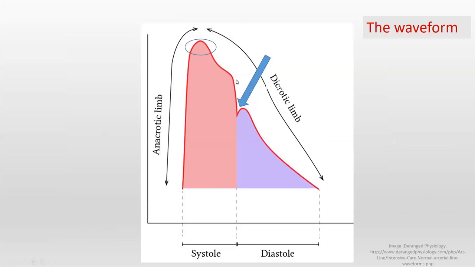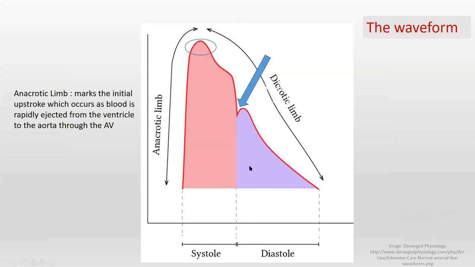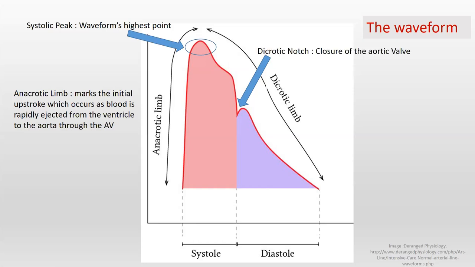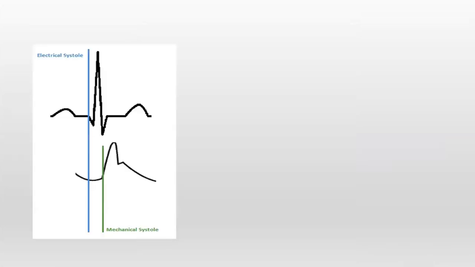So this is the arterial waveform that we are all familiar with. These are the components of this waveform that I think are important to go through. It can be separated into a systolic and a diastolic component with a dicrotic notch in between. The anacrotic limb marks the initial upstroke, which occurs as the blood is rapidly ejected from the ventricle to the aorta through the aortic valve. The systolic peak is its highest point. The dicrotic notch is the closure of the aortic valve. And the dicrotic limb is the fall of the arterial blood pressure as the blood moves into the peripheral vessels.